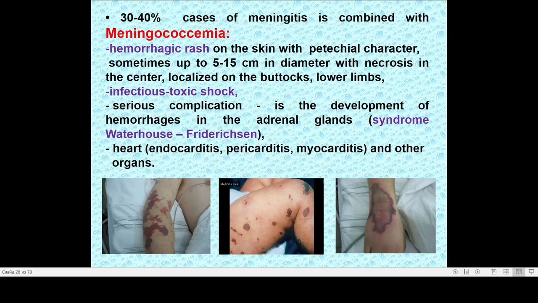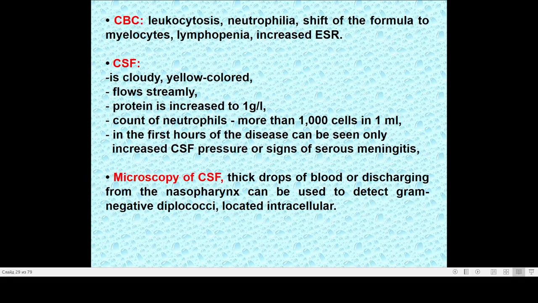Very often meningococcemia, meningococcal sepsis, is associated with serious and severe complications, first of all infectious toxic shock, DIC syndrome, Waterhouse-Friderichsen syndrome, development of endocarditis or pericarditis, and other possible fatal complications. In the CBC there will be leukocytosis, neutrophilia with shift to the left. In cerebrospinal fluid there will be findings typical for type A change of cerebrospinal fluid. I repeat, decreased level of sugar, a rich amount of neutrophils, more than 1,000 cells in 1 milliliter, and significant rise of proteins.